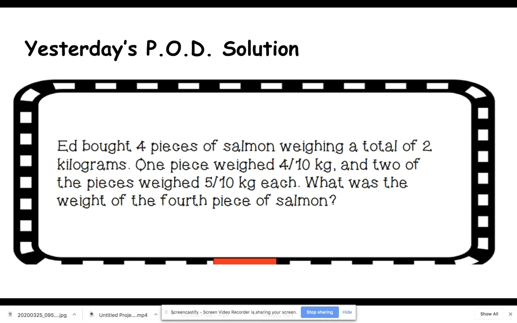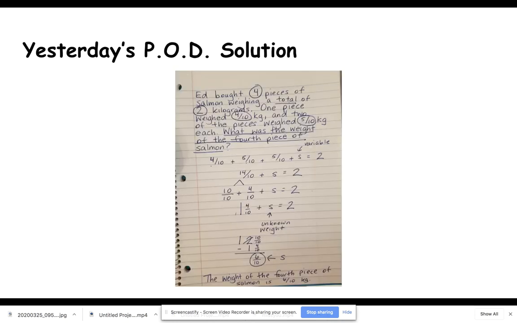So the way I'm going to organize my information is I'm going to write an equation, and I'm going to use a variable. So I took another look at the problem, and I circled the important information and underlined the important information. So Ed bought 4 pieces of salmon. 4 is important, I circled it. Weighing a total, underlined, of 2 kilograms. So that is some important info, circle it. One piece weighed 4/10 kilogram, and 2 of the pieces weighed 5/10 kilograms each. What was the weight of the 4th piece of salmon?